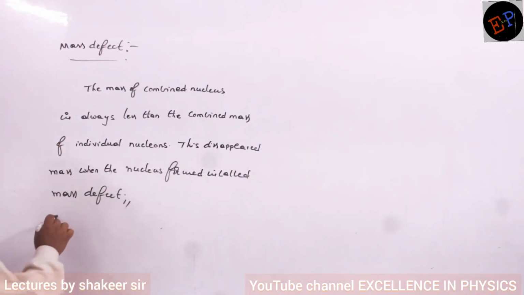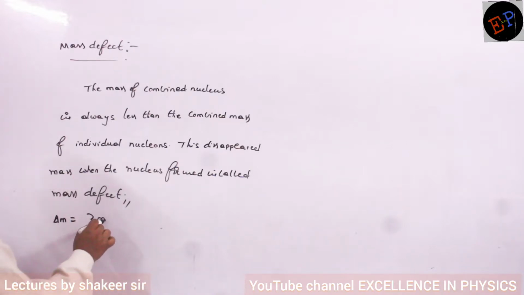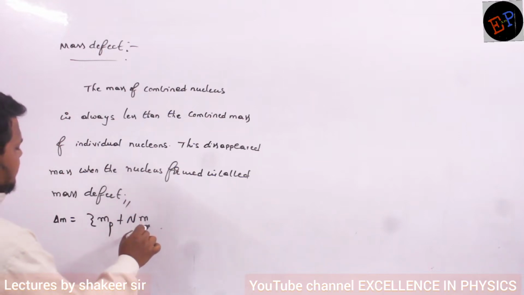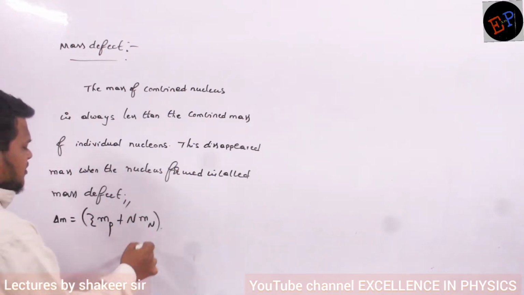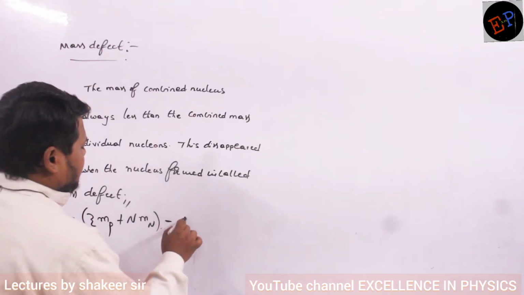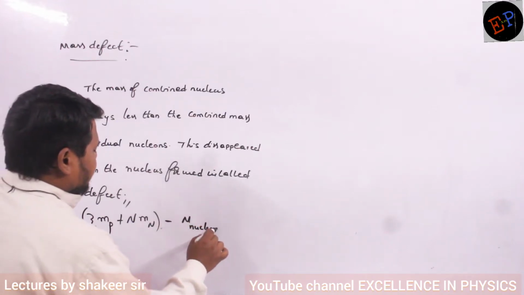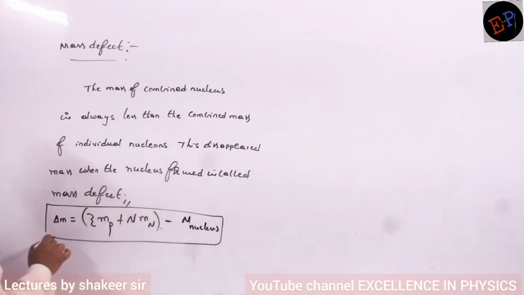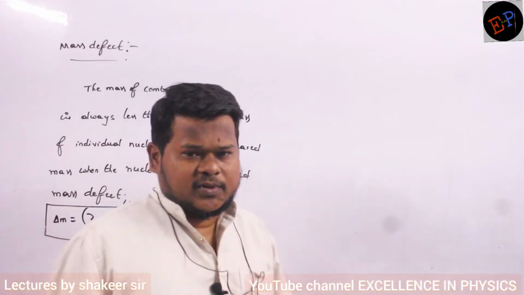How can I calculate mass defect? Delta M can be written as Z into mass of proton plus N into mass of neutron, if you add both of them individually, minus the total mass of the nucleus. Then there will always be some difference. That difference is nothing but mass defect. Are you able to understand?